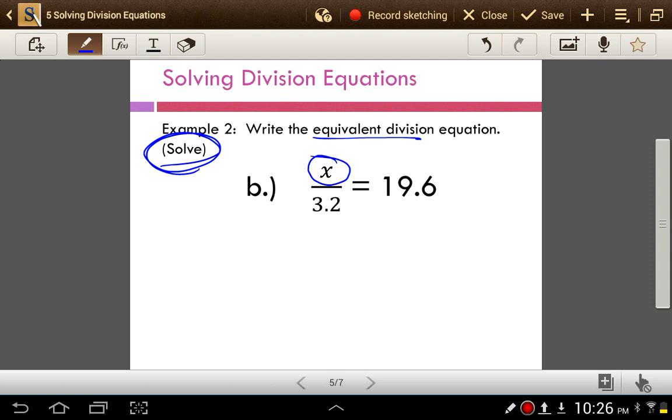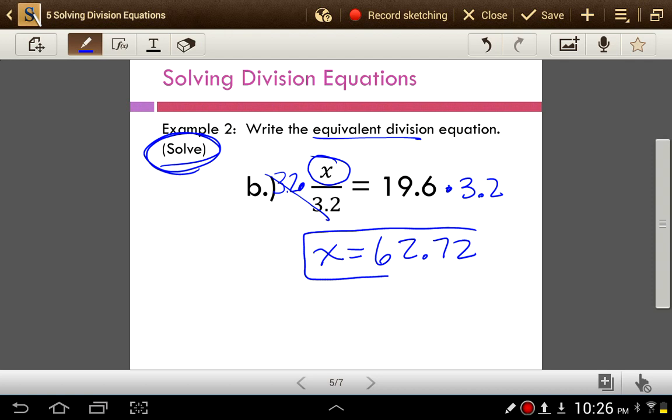The inverse of division is to multiply, so I'm going to multiply both sides by 3.2. Do 3.2 there, and then multiply by 3.2 there. Okay, again, these are going to cross off, so that's going to leave me with x equals 19.6 times 3.2, which is going to give us 62 and 72 hundredths. 62 and 72 hundredths, and that is my final answer.